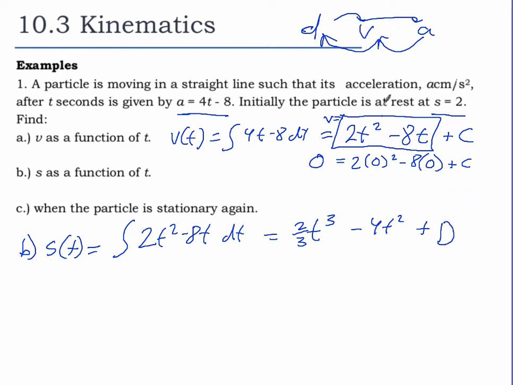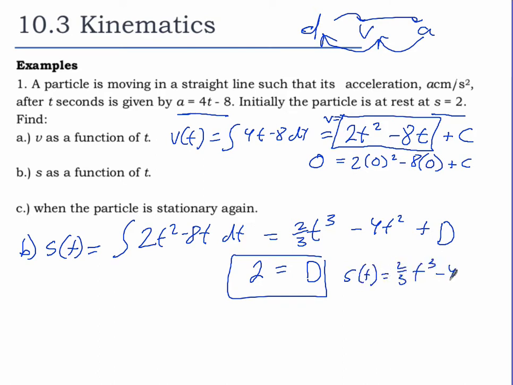And it's originally at rest at s equals 2, so that means we can plug in 2 for the s and plug in zeros, and we get d equals 2. So this constant is 2. Okay, so the displacement is 2/3 t cubed minus 4t squared plus 2.